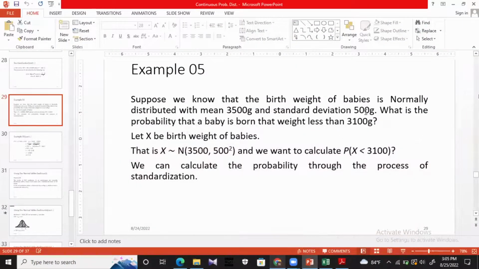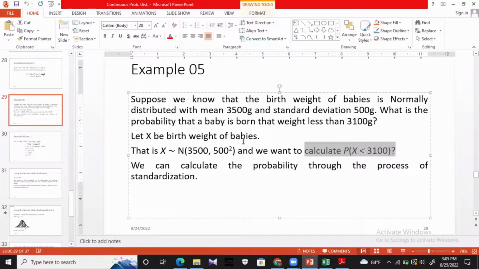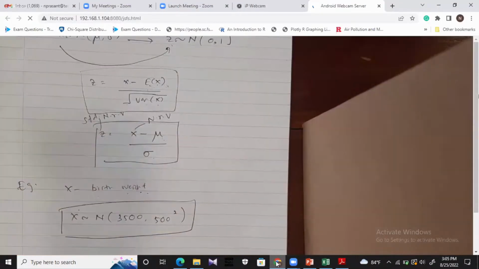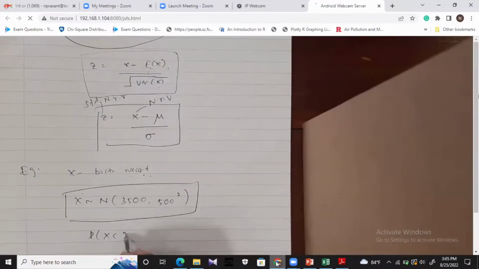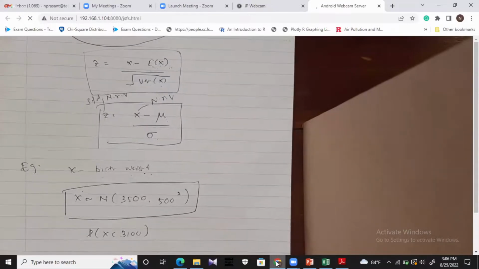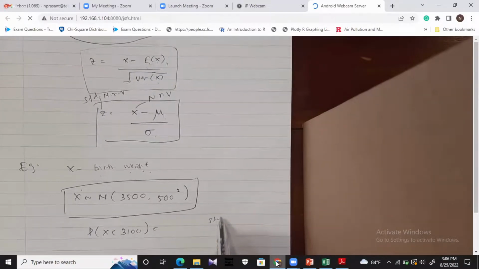We are asked to find the probability that a baby is born with weight less than 3,100 grams, which means we are asked to find the probability that a randomly chosen baby is born with weight less than 3,100. Understand? We need to find this.